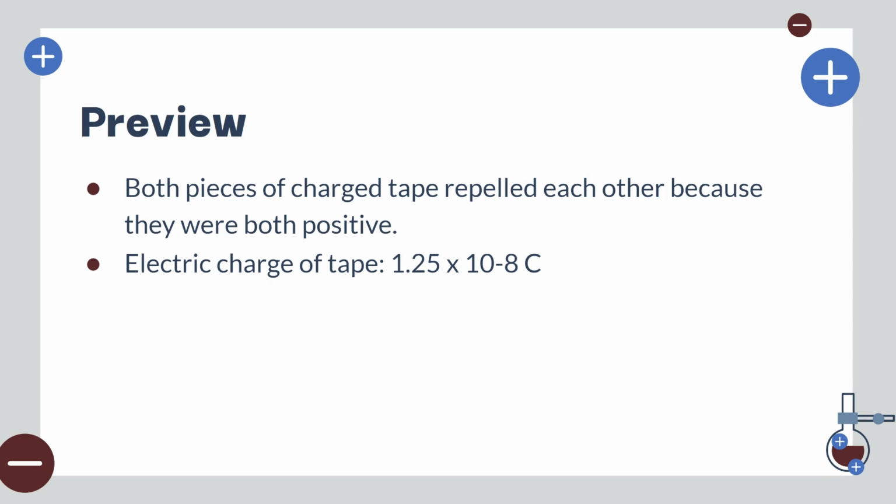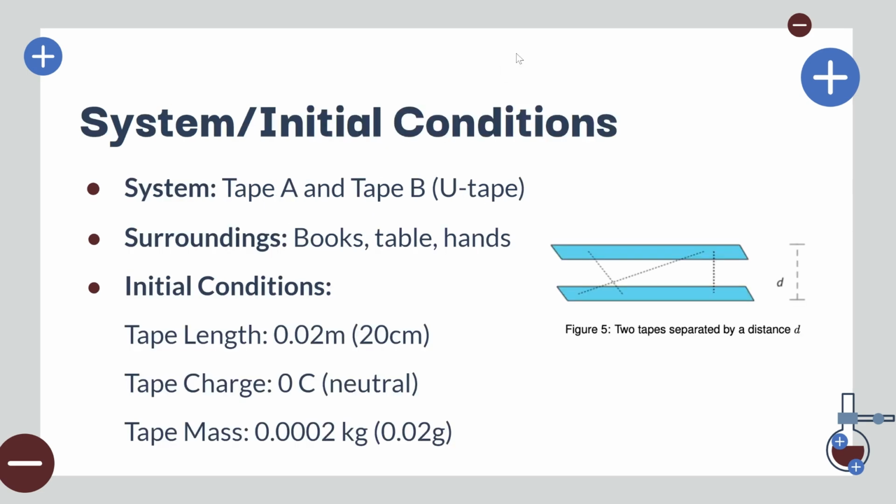So, a preview of our results. Both pieces of charged tape repelled each other because they were both positive, and we found the electric charge of the tape to be 1.25 times 10 to the minus 8 coulombs. We defined our system to be tape A and tape B, and our surroundings were everything else, like the books, the table, our hands. The initial conditions were: the tape length was 20 centimeters or 0.02 meters, the tape charge was initially neutral, so 0 coulombs, and the tape mass was 0.02 grams or 0.0002 kilograms.